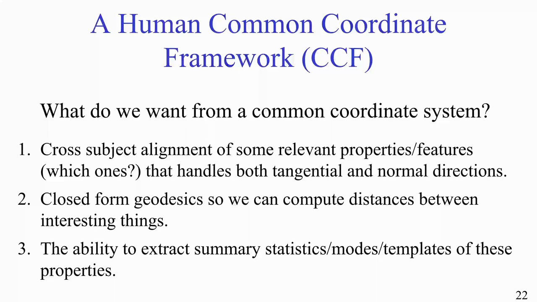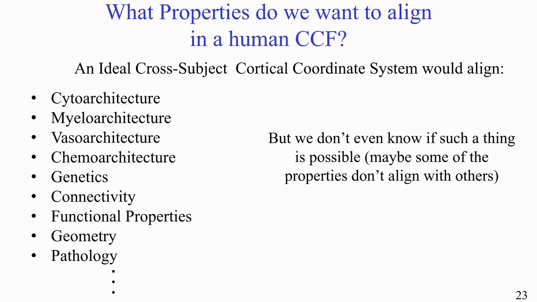We would like closed form geodesics, so we can compute distances between things, and that's why we use a sphere. And then, of course, we want to extract summary statistics and modes and templates from the coordinate system. Okay, so what do we want to align? There's a lot of stuff we want to align. I've told you we'd like to align cytoarchitecture, but we'd also like to align other things: myeloarchitecture, vasoarchitecture, chemoarchitecture, genetics, connectivity, functional properties, geometry, pathology.